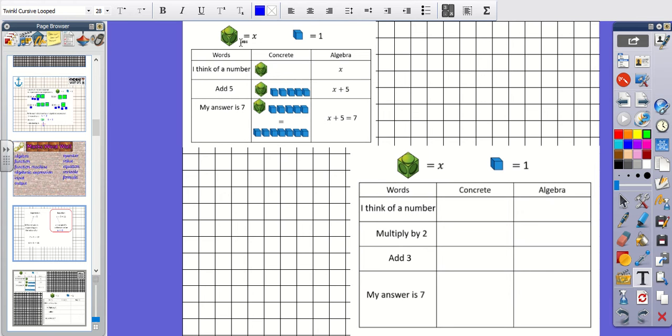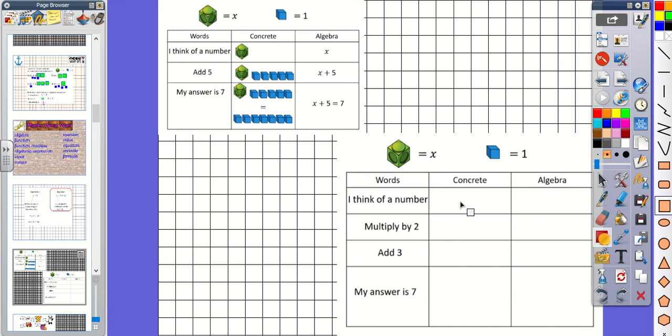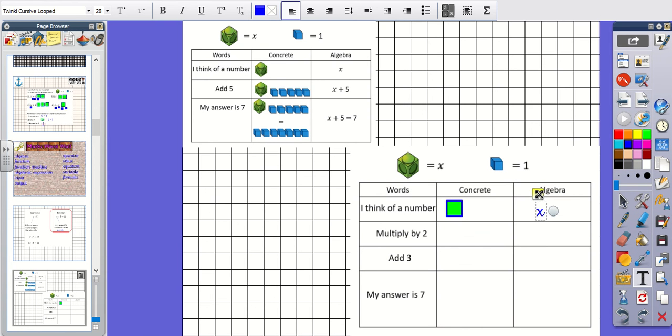Okay then, so here I've got a model of the words, the concrete, and the algebra. So this is the one that we're going to do today. So just going to have a look here. I think of a number and it has 1. Okay, so I'm going to also think of 1 to keep it nice and easy. So I'm going to draw my concrete. There are my squares, here we go. And I'm going to draw my x because I don't know what number I'm going to use yet. So that's my x, okay? So as an algebra, that would just be x. You can use any letter that you want, okay? X is just the most common letter that is used when looking at algebra.